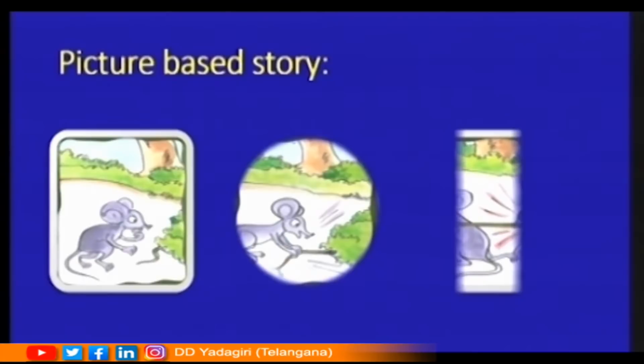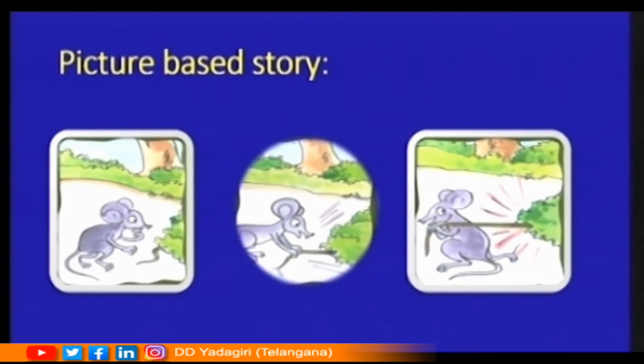Now, let's see what this happy mouse is doing. Children, with the help of pictures, you need to write a story. It's a picture-based story. Look at the screen, children. Observe the picture carefully. Now you can see 3 pictures on the screen. What are the things you see on the screen, children? Based on these pictures, answer these questions.